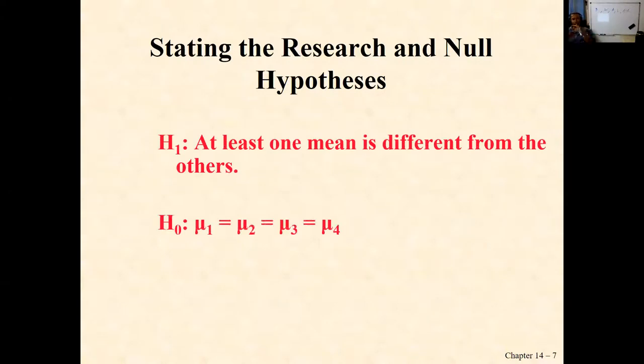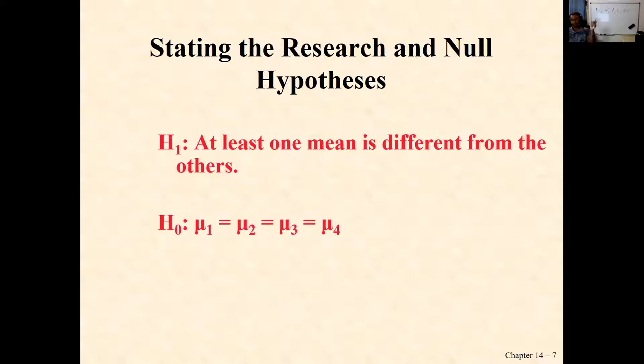The next thing we're going to do is state our research hypothesis, and then we're going to state our null hypothesis, okay? Now, when you're writing the research hypothesis for the ANOVA procedure, the only thing that you're going to say is that at least one of the means is different from the others, okay? So one of the means in the population amongst all the groups that you're comparing is going to be different from the others. Now, this is one of the limitations of the ANOVA procedure, okay?